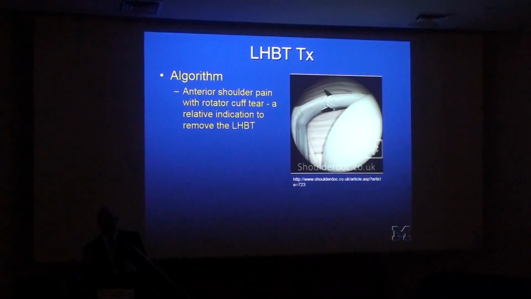And therefore, oftentimes the algorithm in treating these is you presume the long head biceps tendon is abnormal based on anterior shoulder pain with a rotator cuff tear. The surgeon will go in and perform a tenotomy, basically cutting the long head biceps tendon at the origin, or tenodesis, where you cut the long head biceps tendon at the origin and then reattach a distal portion to the humerus or pectoralis major tendon. So it's a difficult diagnosis to make, and treatment is often presumptive.